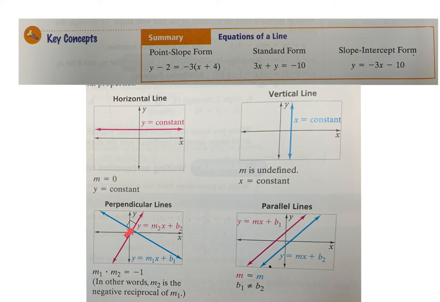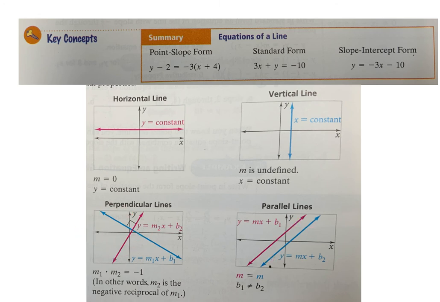Perpendicular lines, special case. Negative reciprocals of each other, okay? So if this has a slope of, let's say, negative 1/2, this is going to have a slope of positive 2, all right? Perpendicular lines are negative reciprocals of each other when it comes to slope. The way they define this is they multiply the slopes, you get negative 1. Negative 1/2 times 2 is negative 1. They are negative reciprocals of each other.